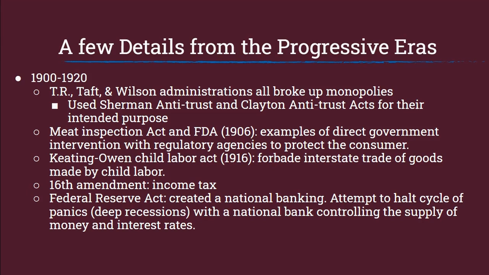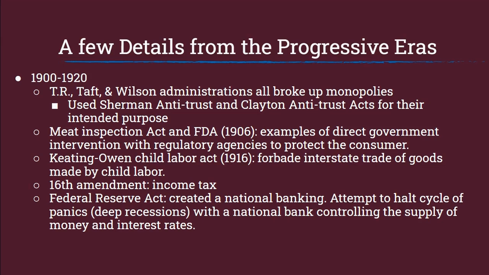In response to muckraking author Upton Sinclair and his book The Jungle, Teddy Roosevelt guided through Congress and signed the Meat Inspection Act and Food and Drug Acts. These are examples of direct government intervention in the economy with regulatory agencies to protect the consumer. Later in the Wilson administration, the Keating-Owen Child Labor Act was passed, which forbade interstate trade of goods that were made by child labor, effectively ending legal child labor.